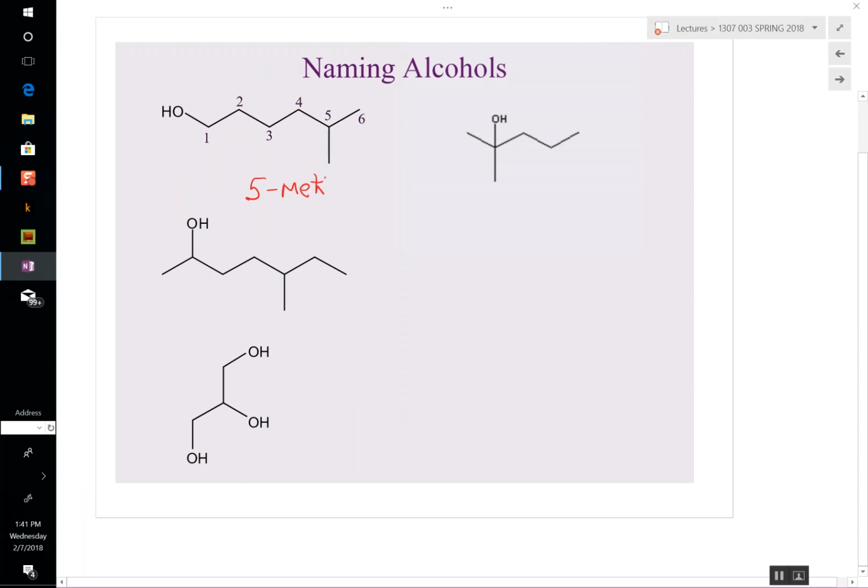5-methyl. No, you don't need the one. Yeah, you do need the one. Good job. Hexanol.